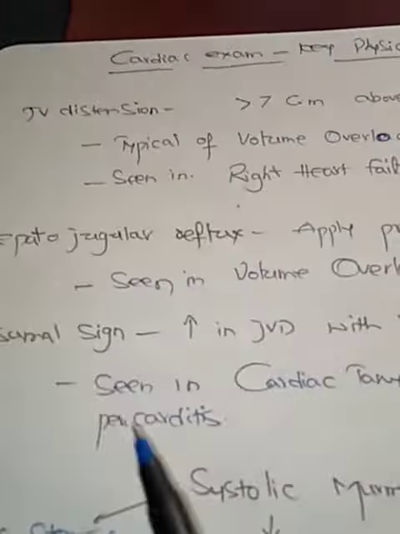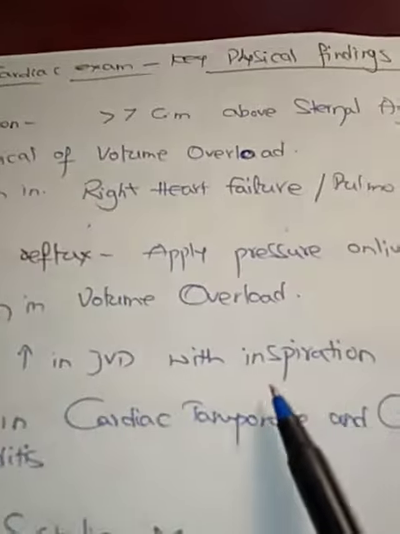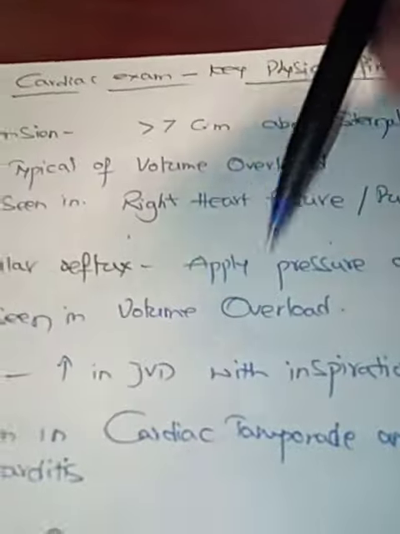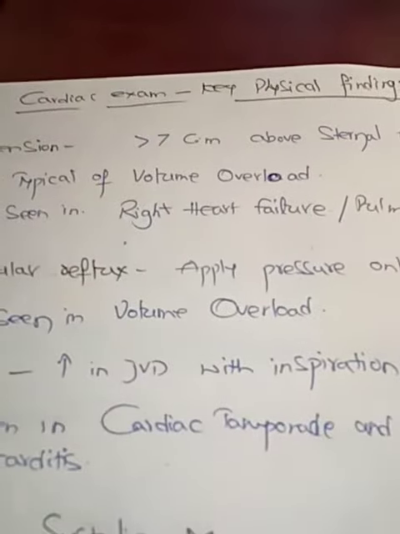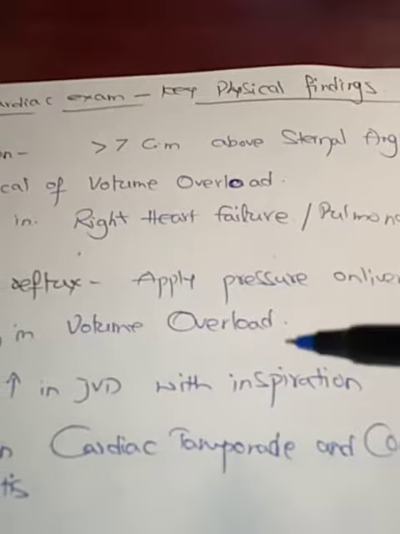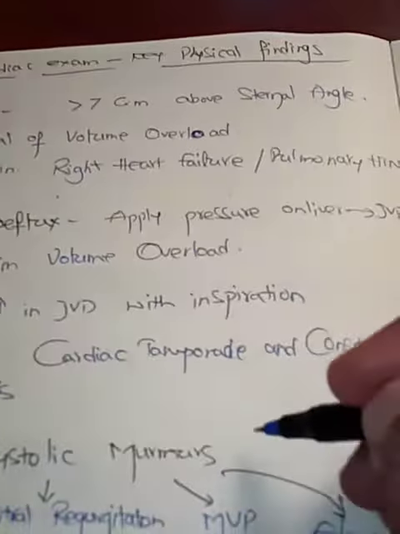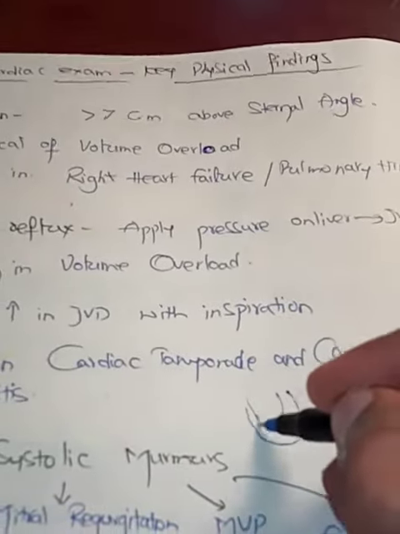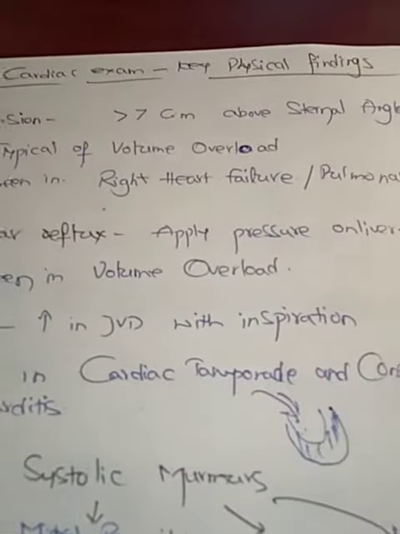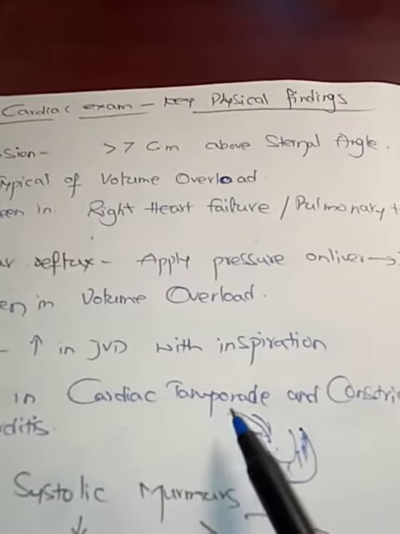Then what is Kussmaul sign? Normally during inspiration, because of the negative intrathoracic pressure, all the blood in the JVP will be sucked into the heart. So that is the reason during inspiration, normally the jugular vein is supposed to collapse. But if there is any cardiac tamponade around the heart, a lot of fluid is there. It is preventing the jugular vein from draining into the heart.